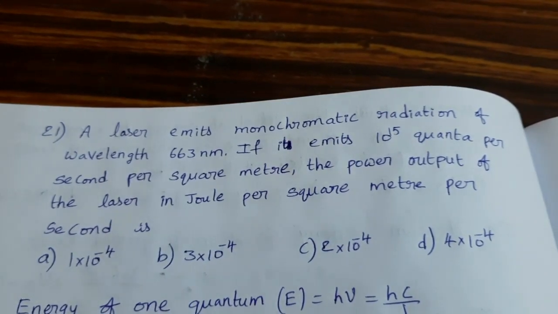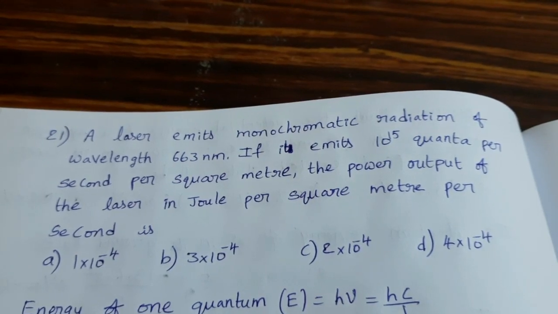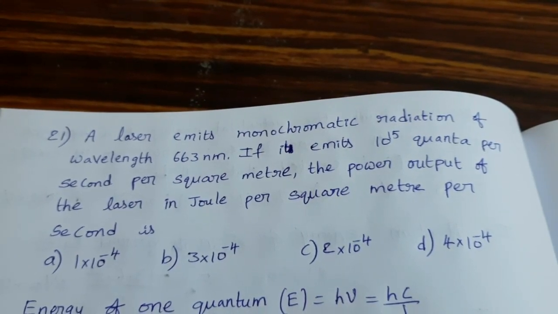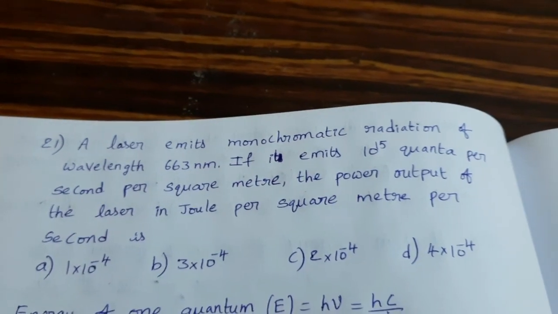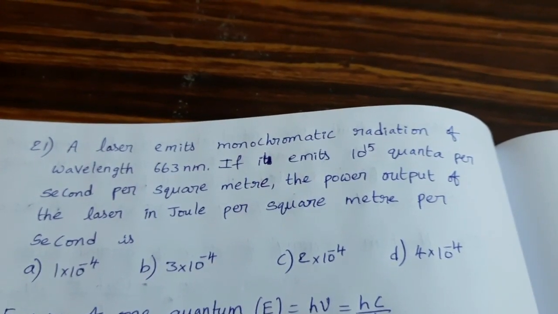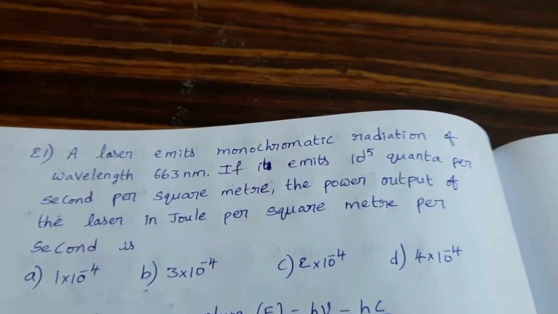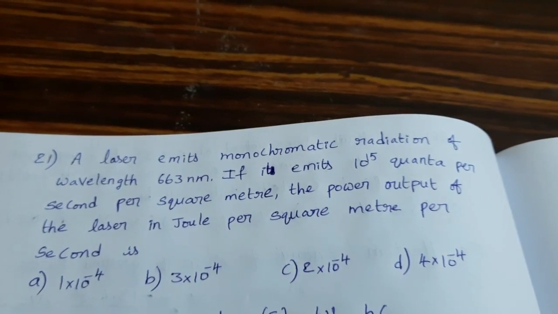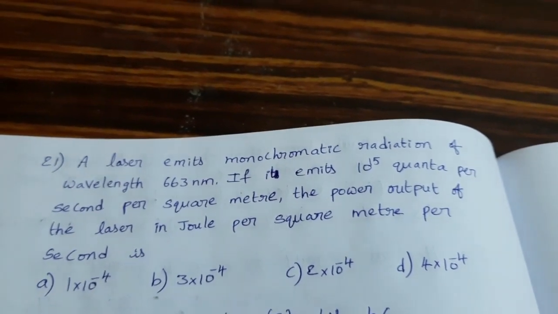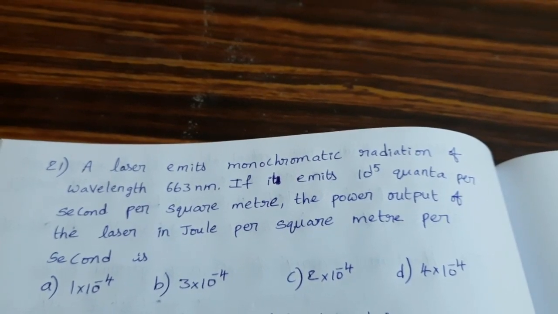See the next numerical. A laser emits monochromatic radiation of wavelength 663 nanometers. If it emits 10 power 15 quanta per second per square meter, the power output of the laser in joule per square meter per second is. So we should find out that one. Here wavelength is given. From that we can get energy.